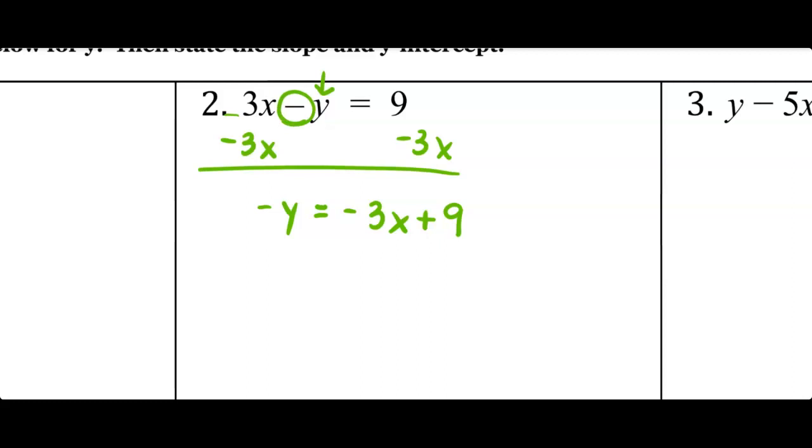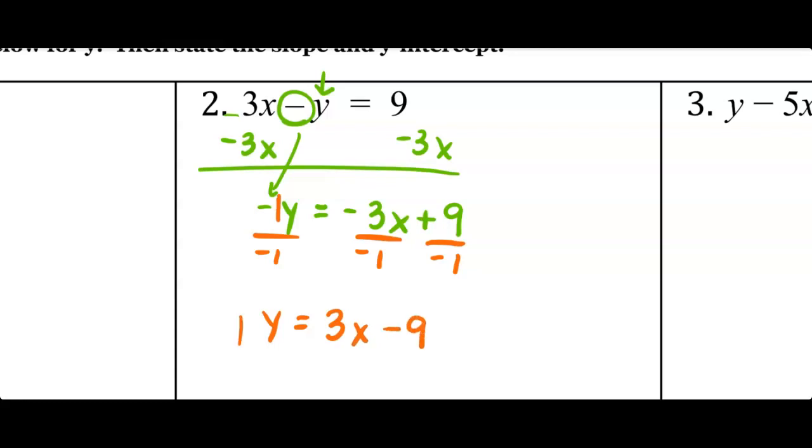Make sure you watch that y is negative and bring it down with the y when you bring it down. Because of that negative, that's like saying negative 1. So we're going to divide by negative 1 to everything. So that gets us y equals 3x minus 9. And that is our final answer.